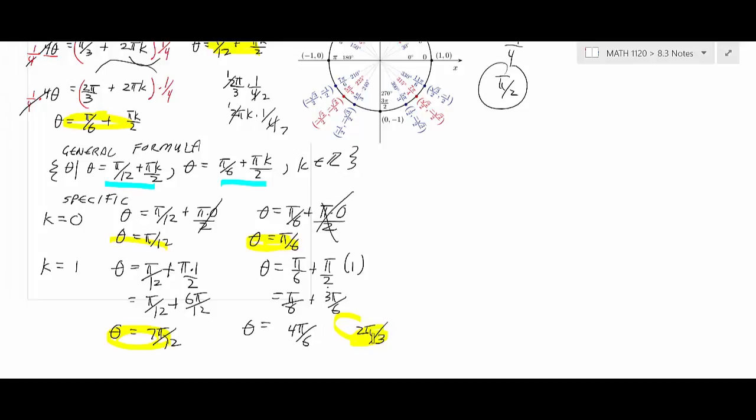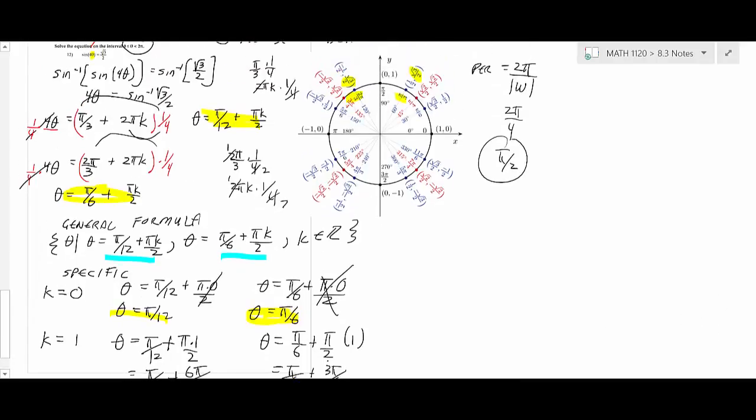Students always hate doing this problem. It's a lot of work. So I got 4 answers. But do you have any idea how many answers there are on this problem? Let me explain that. The period's pi over 2, right? The first 2 answers were in quadrant 1. The second 2 answers are in quadrant 2. We're going to have 2 more there, 2 more there, what's the grand total? 2, 4, 6, 8. There's 8 answers to this problem in one lap around the circle.